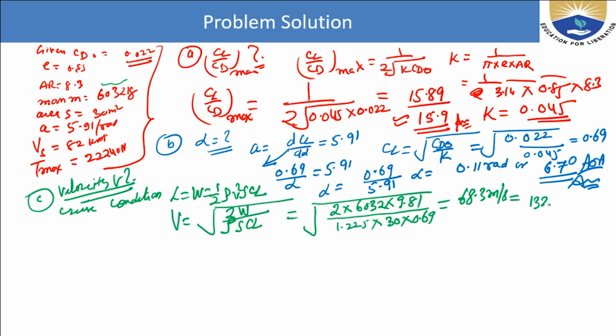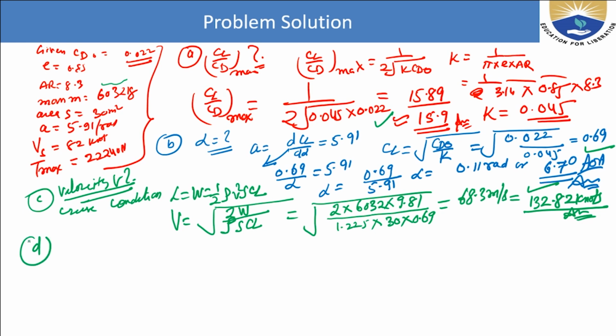to 132.82 knots, because the speed of an aircraft is represented in knots. So this is another answer. So we have got the three answers. One answer is this, another is this, and another is this.